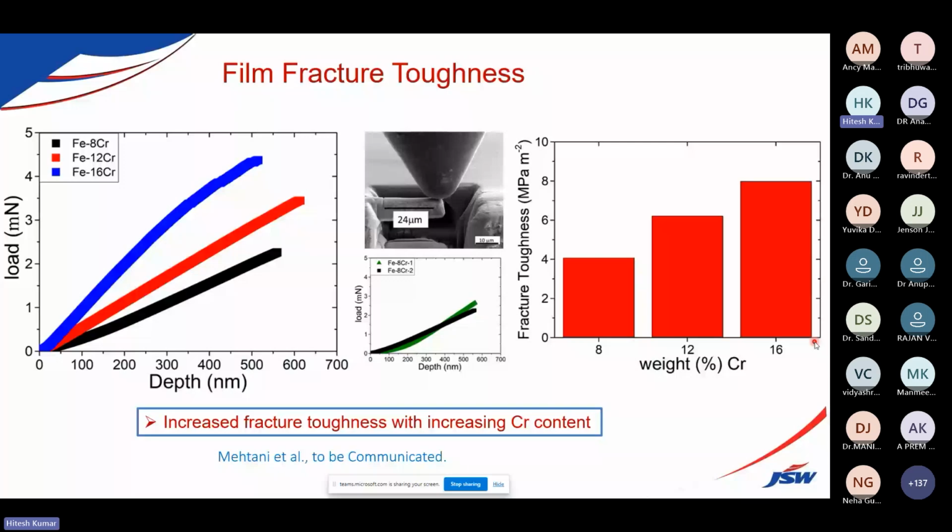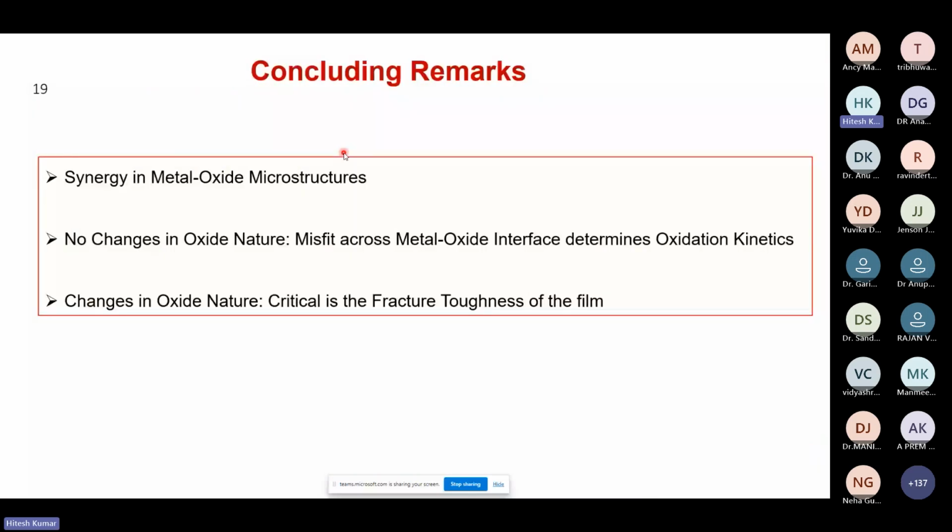This paper also got published in JALCOM, Journal of Alloys and Compounds. It's also a peer reviewed journal. So overall, I can conclude it's basically a synergy between metal oxide microstructure and the change in the oxide nature. Misfit across the metal oxide interface determines the oxidation kinetics, which we observed in our second and third parts. And fracture toughness is basically changed as the nature of the oxide film changed. So this is my work until IIT Bombay.